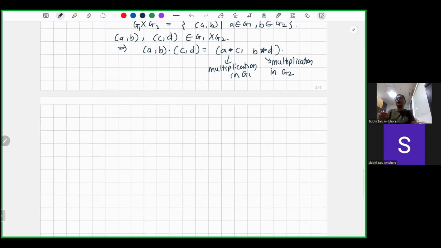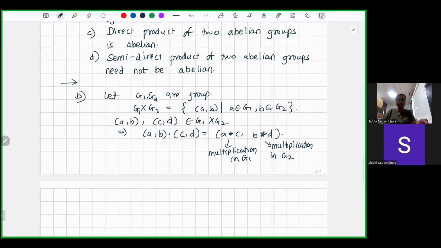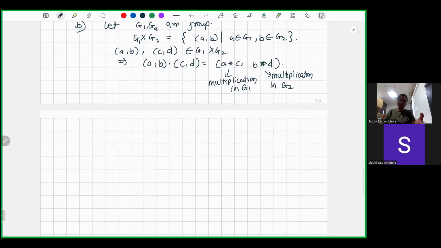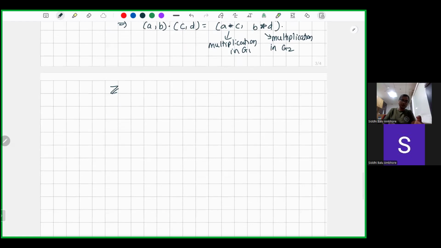So we have to start with two cyclic groups. Which are the cyclic groups which we understand very easily? The cyclic groups which we are most familiar with are of the form Zn. Okay, so let us consider, let G1 be Z2 and G2 be, let us take again Z2.